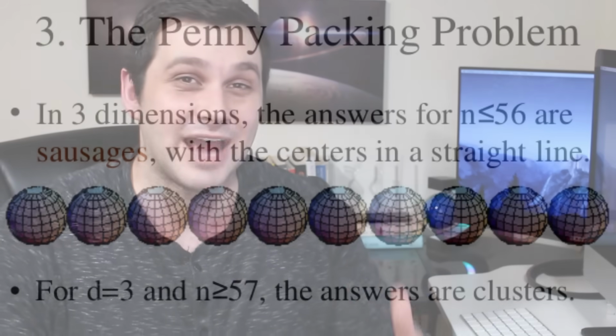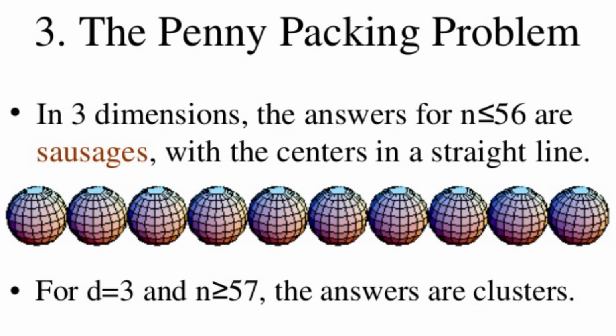However, for some reason, when you get to 57 oranges, it is now better to clump them. And the same goes for any number of spheres greater than 57. However, what's the best way to arrange them in 4 dimensions?